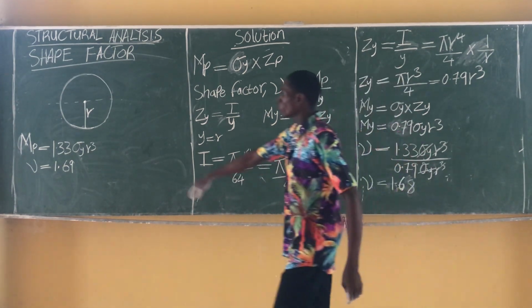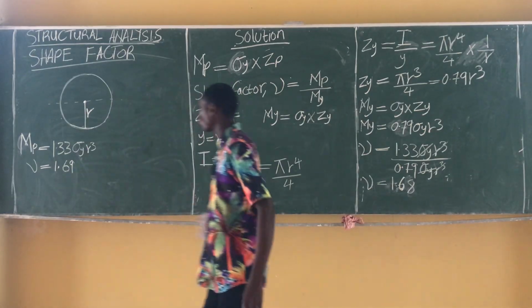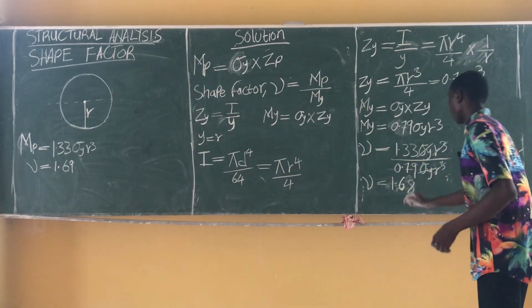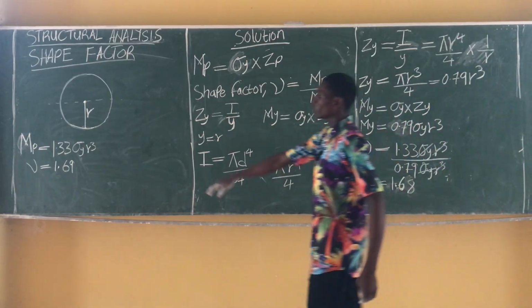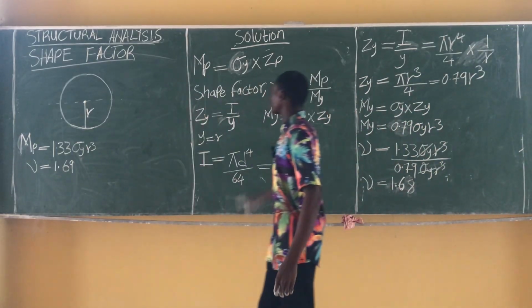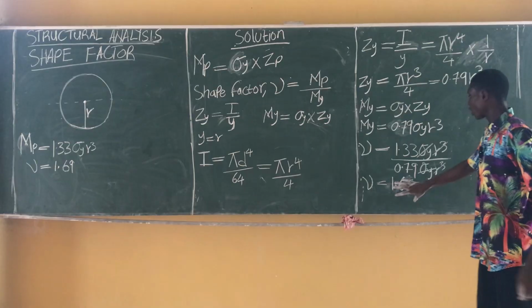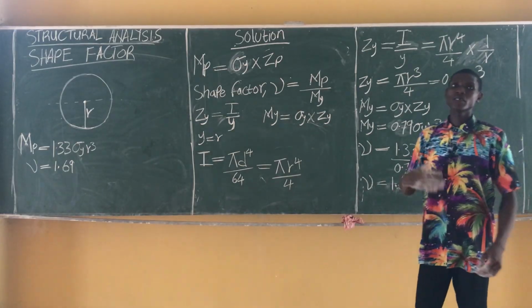So we have been able to prove from the given problem. So 1.68, 1.69 is approximately the same. We have been able to prove from the given problem that indeed for a circular section, our shape factor is 1.68.